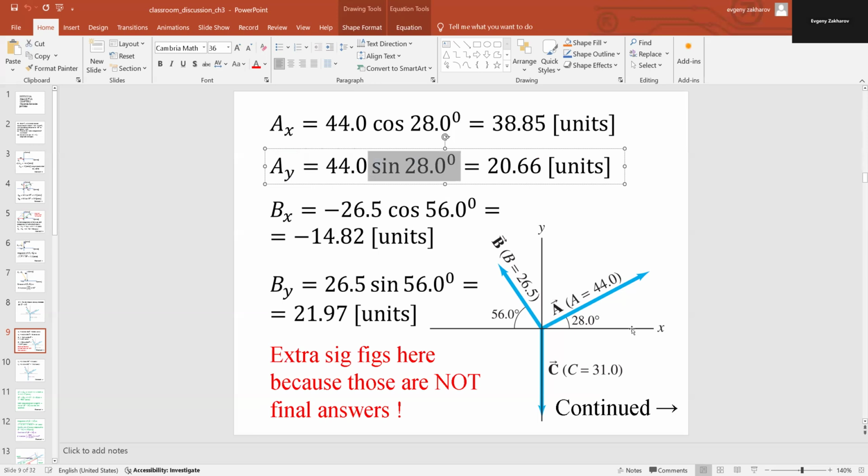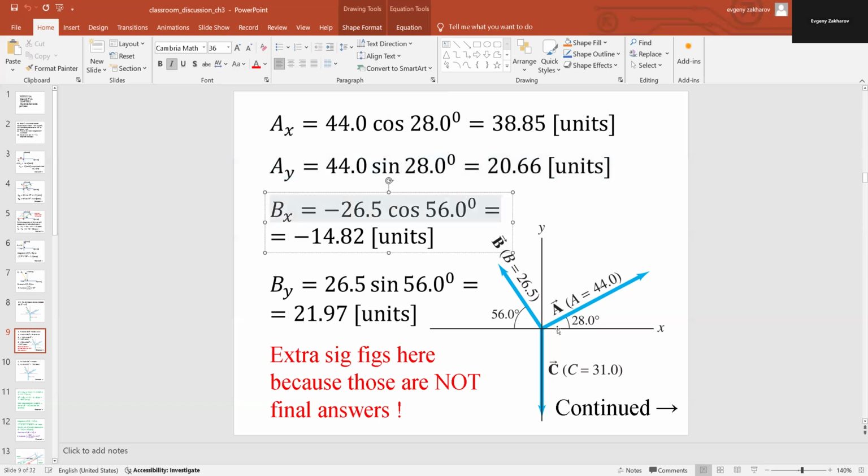Good news, both components are positive. It's positive towards x, it's positive towards y, so no need to add any negatives, both positives. And that's what we have for vector A. We just decomposed vector A into x and y components.